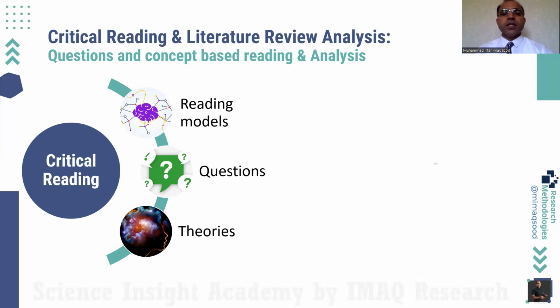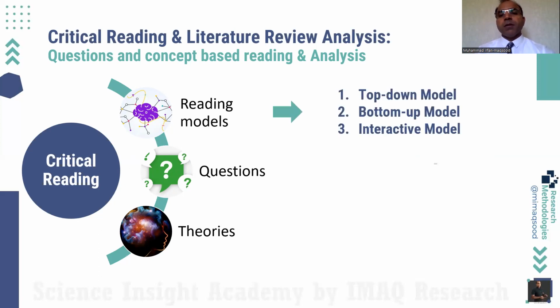For example, in the first section we will talk about the reading models. There are three general types of reading models: top to down models, bottom to up models, and interactive models. The top to down model is a general model that mostly young researchers follow. For example, they look for some titles using their keywords, download the papers, read them, and try to understand the knowledge.